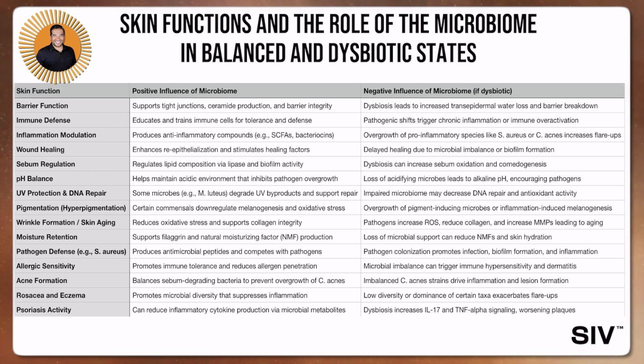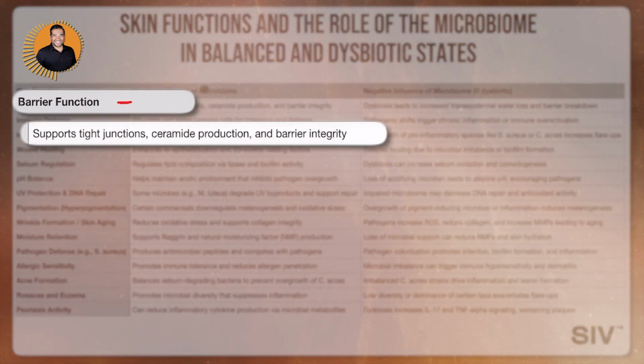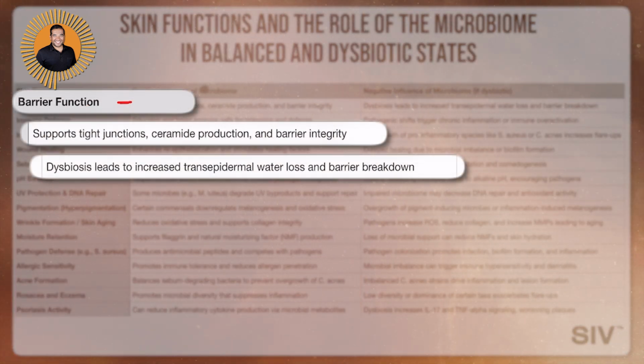I'm just going to use a pointer here so that I can better point these things out. So when you look at the barrier function, in the positive case, when you have the right microbes growing on your skin, the right microbes support tight junctions. These are the gaps in between the skin cells. They support the production of ceramides. Ceramides are the fat layer underneath the epidermis, which protects the skin from things going through, but in turn, it also protects moisture from evaporating out of the skin. So the ceramide layer is incredibly important for the skin to act as a barrier, and it also acts as a barrier against moisture loss, and of course barrier integrity as well.